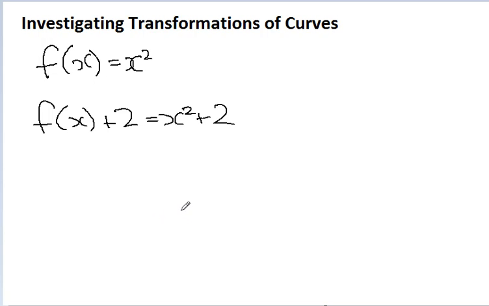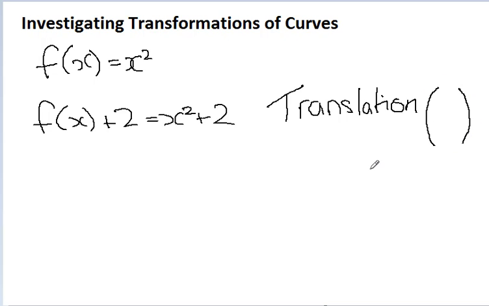Well, mathematically, that movement has got its own key word, and that key word is a translation. So a movement of a curve on a coordinate grid is called a translation. Okay? However, we do know that this particular translation takes the curve 2 units upwards. And to describe that, we use something called a vector.